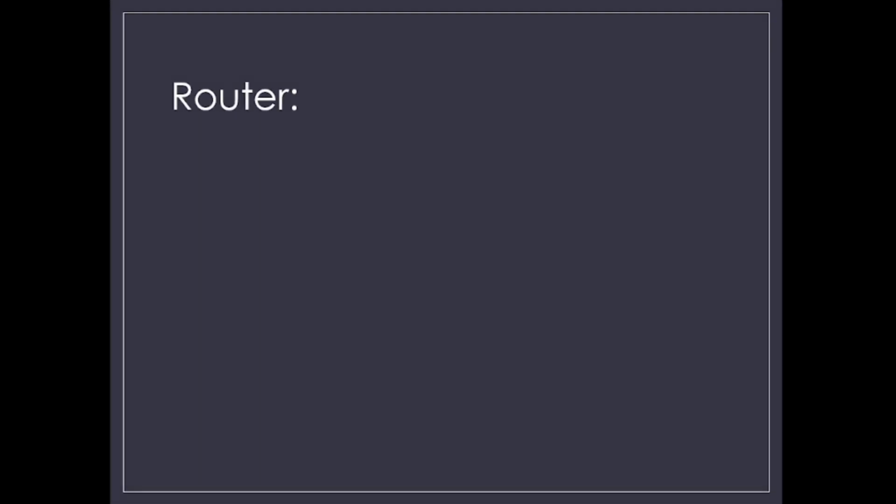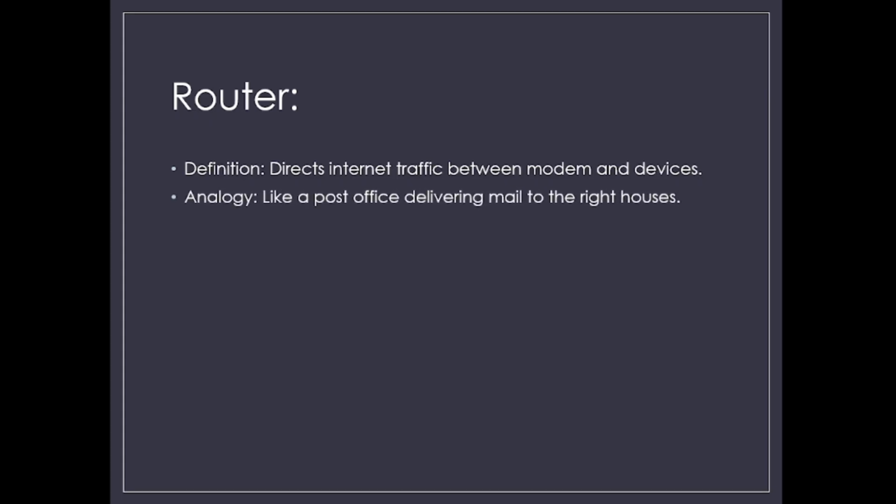The next one is the router. The device that directs internet traffic between the modem and devices is known as a router. A router is like a post office delivering mail to the right houses.